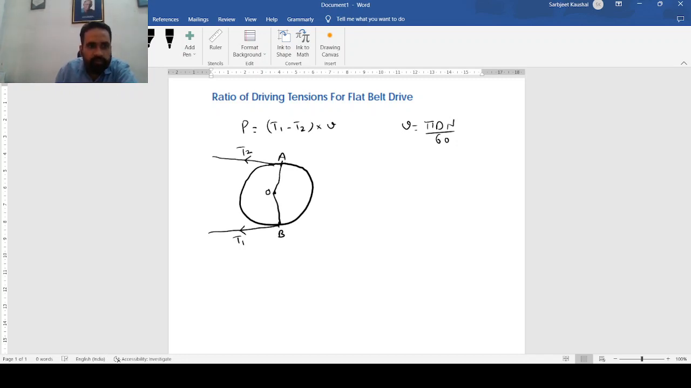So further, this angle is known as the angle of contact or angle of lap between the belt and pulley surface. Now, further to calculate the ratio of the tensions in tight side as well as in the slack side, we first consider one small portion here, PQ.